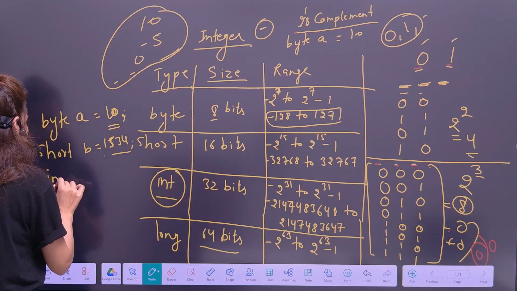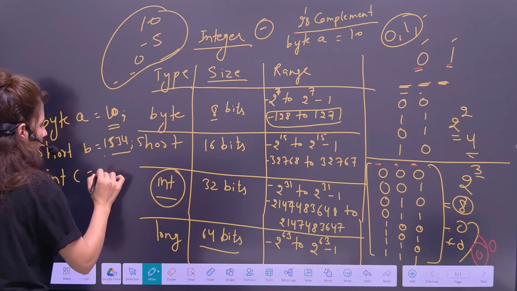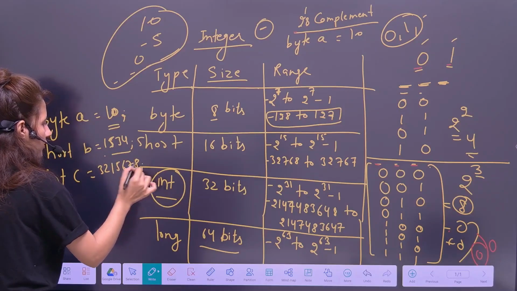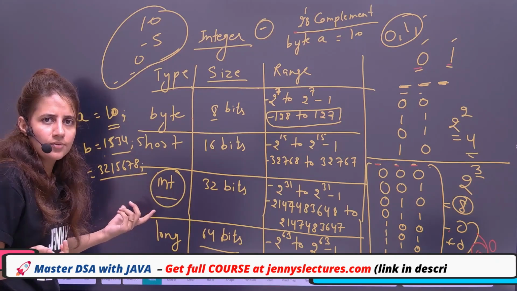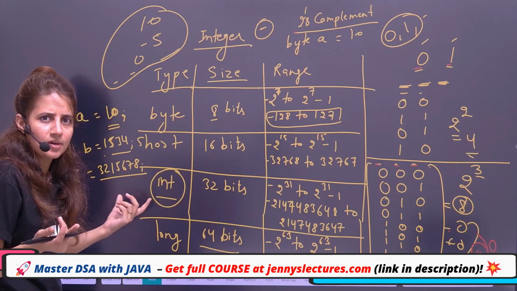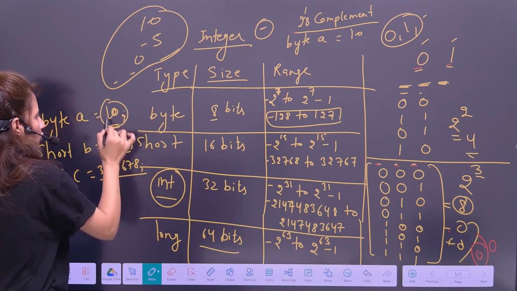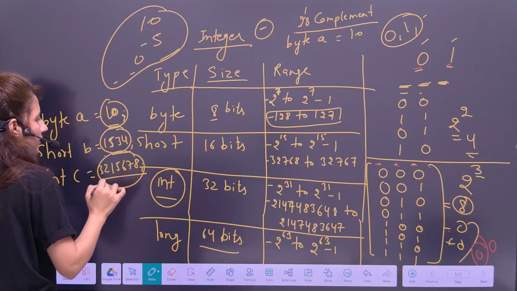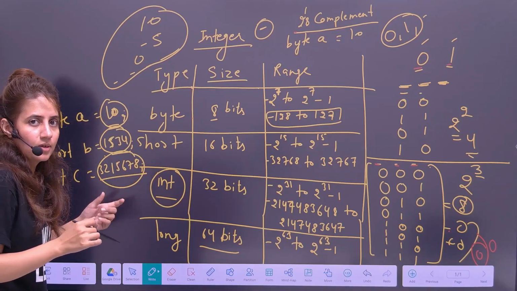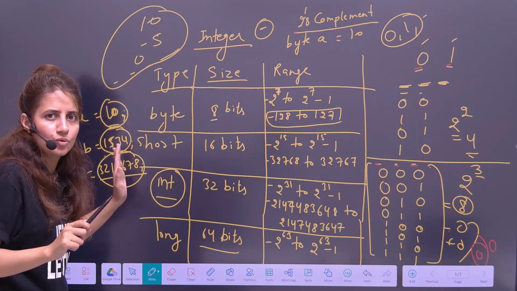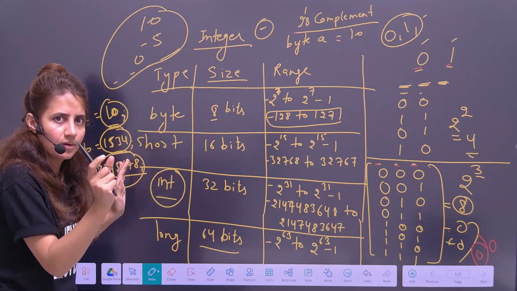If you write int c is equal to a number like 3215678, this is also an int literal. So in byte, short, and int, we store an integer literal.